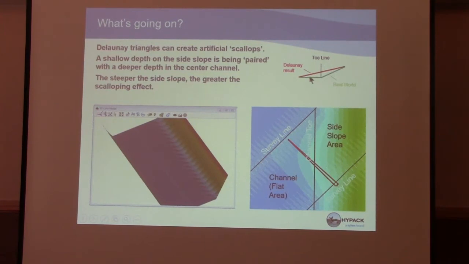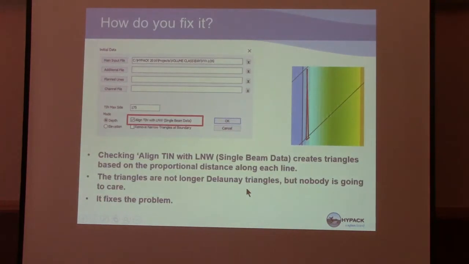So in here we have the real world example, and then the Delaunay result, which is the normal TIN model method, which creates that extra length, which creates the extra material. You fix it by checking that box, which we just talked about.